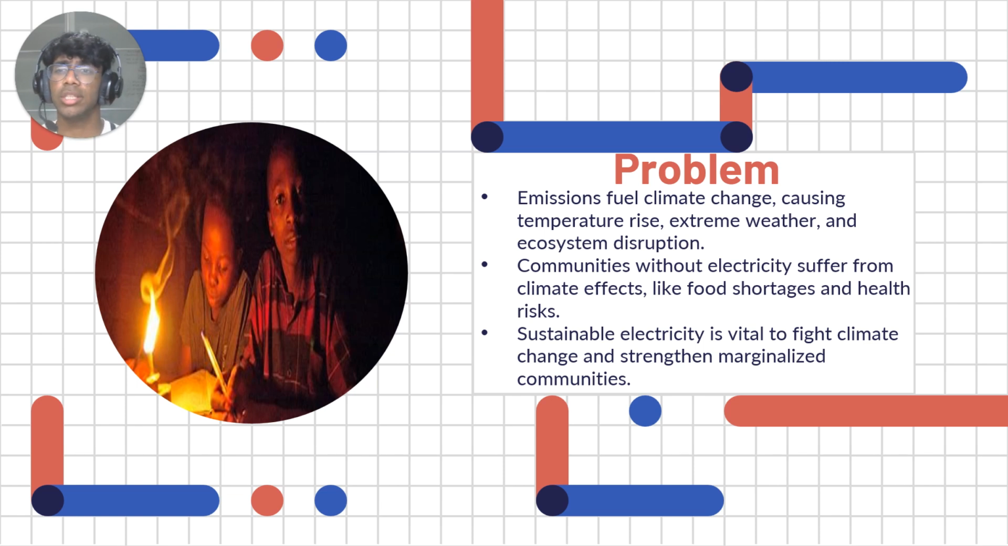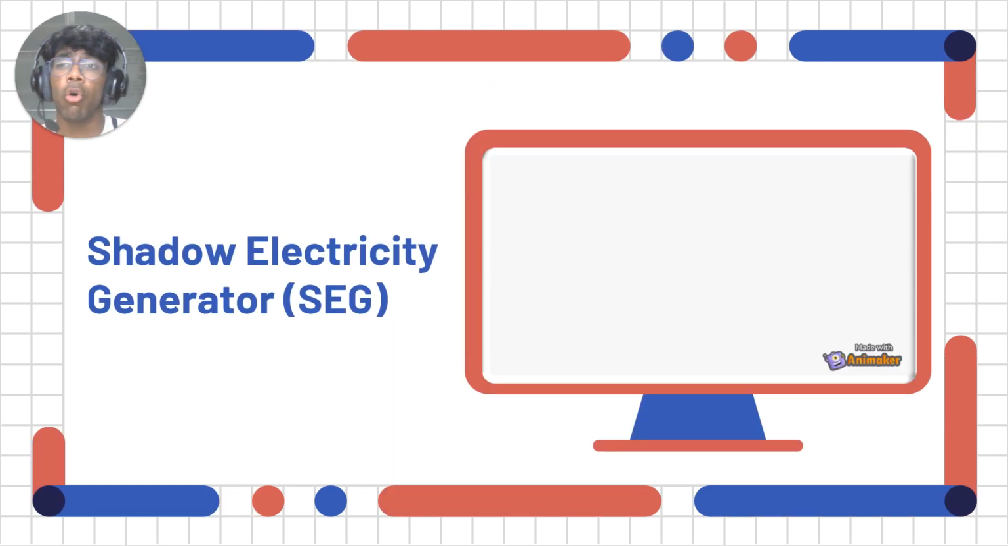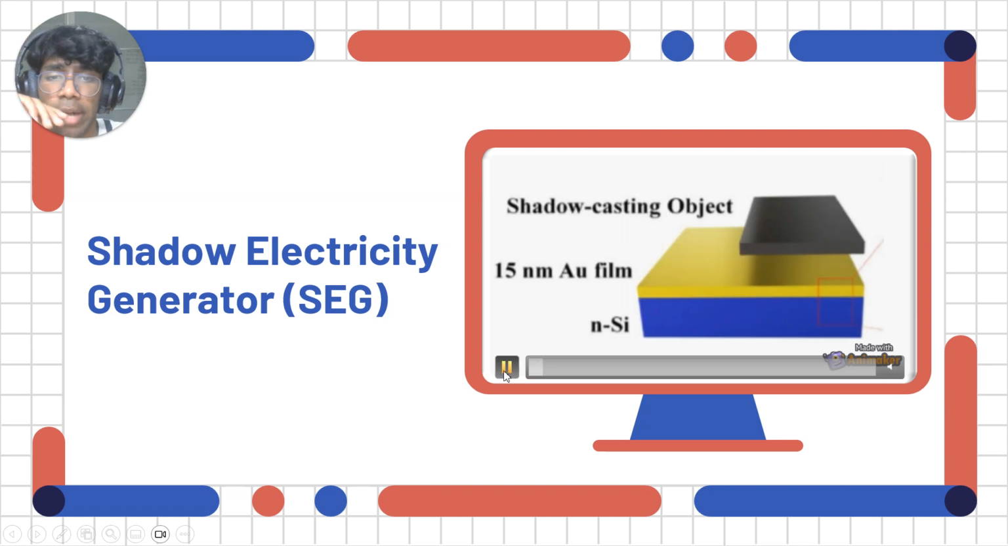Due to this, communities, especially marginalized ones in India or in Africa, suffer without electricity, and they are affected by extreme climate effects such as food shortages and health risks. This is essentially why sustainable electricity is extremely vital to help fight climate change and help these marginalized communities. And this is why we developed our solution NanoGen, which uses shadows, or contrast in light, to generate electricity. Let's quickly go over our solution with an animation.